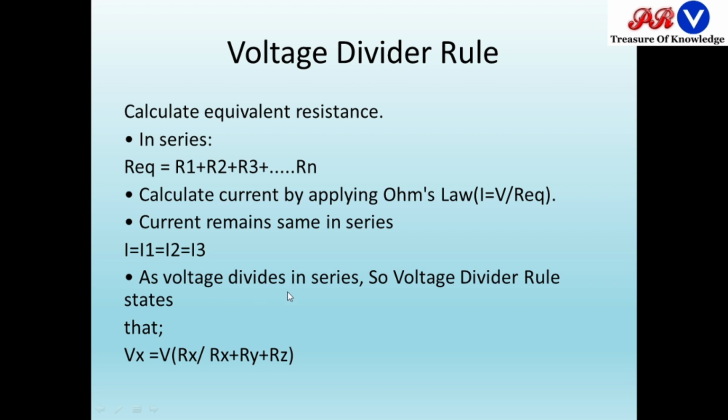As the voltage divides in series, the voltage divider rule states that the voltage across element or resistor X is equal to the voltage multiplied by Rx, divided by the total equivalent resistance, which is Rx plus Ry plus Rz, in case we have three resistors Rx, Ry and Rz.